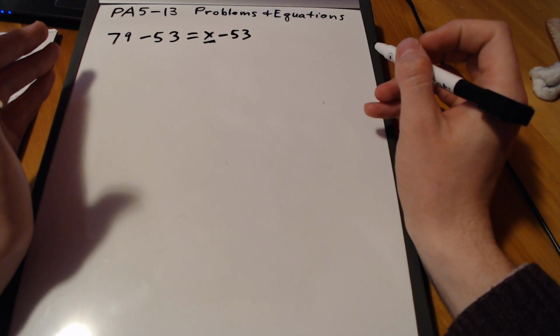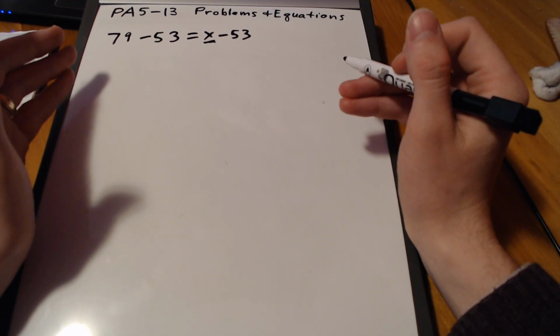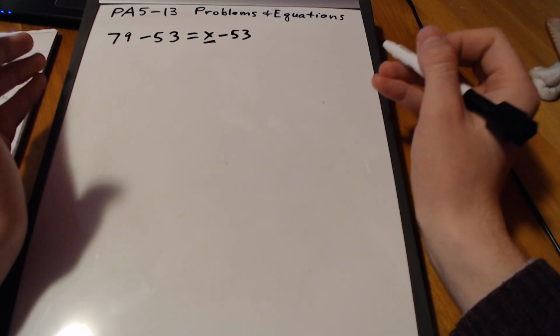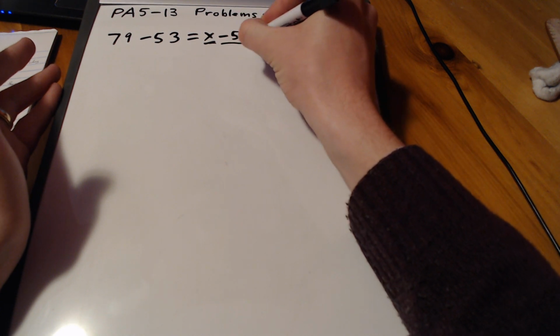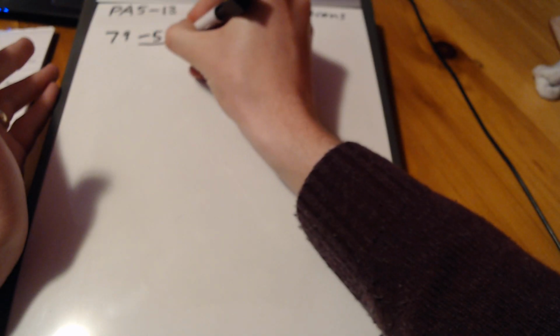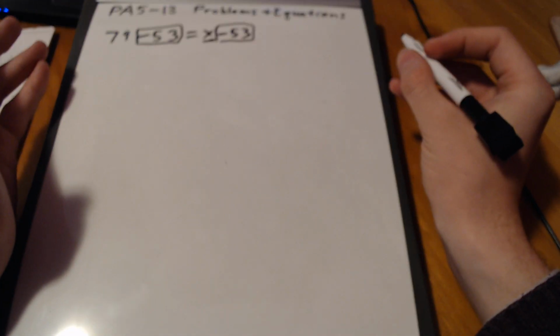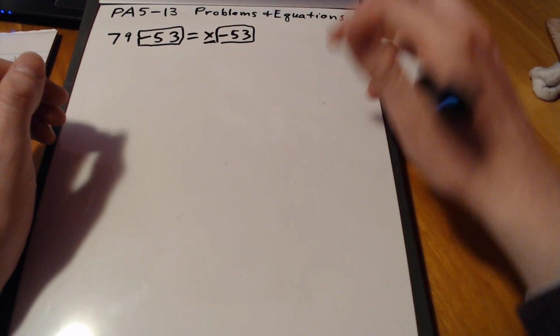So first thing you want to look at, what we're doing here is comparing them. So what do you see on both sides that are the same? Give you a second to think of this. Okay, it's the 53. You can see on both sides we have a 53. So we see minus 53 on both sides.